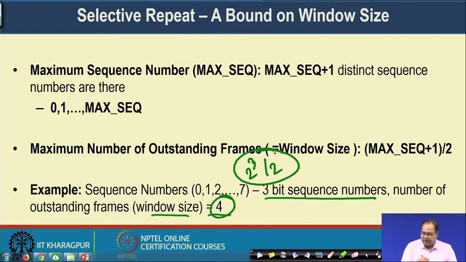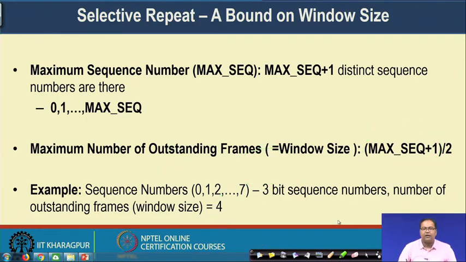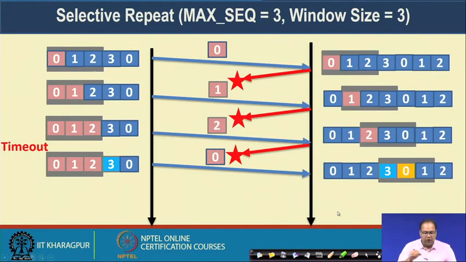So, 2 to the power 3 divided by 2, that means max sequence plus 1 becomes 2 to the power 3, divided by 2, which becomes equal to 4. So, let us see an example of why this holds true. Similar to the earlier case, here you need to remember that whenever you are sending certain frames, the receiver can send acknowledgement, so negative acknowledgement, in between.